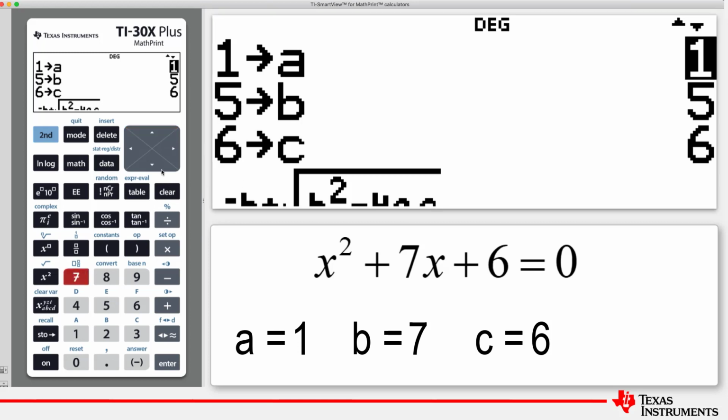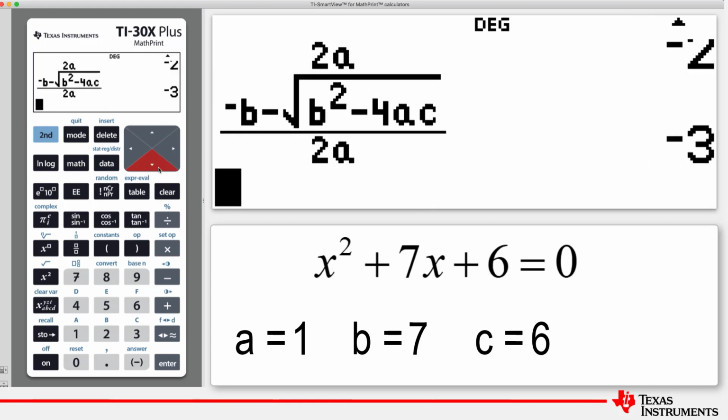So we press 7, store variable, cycle through until you reach b, and enter. So the calculator recognizes this as you storing the b variable as 7 now, not the previous one of 5.